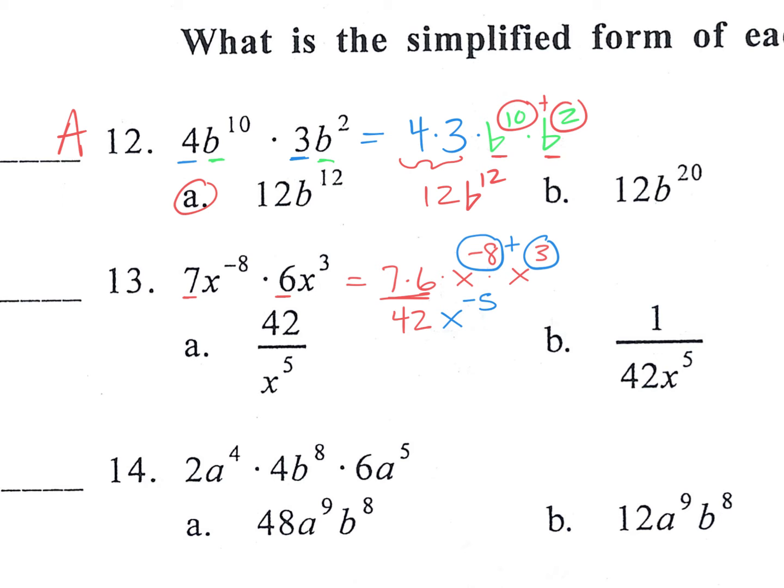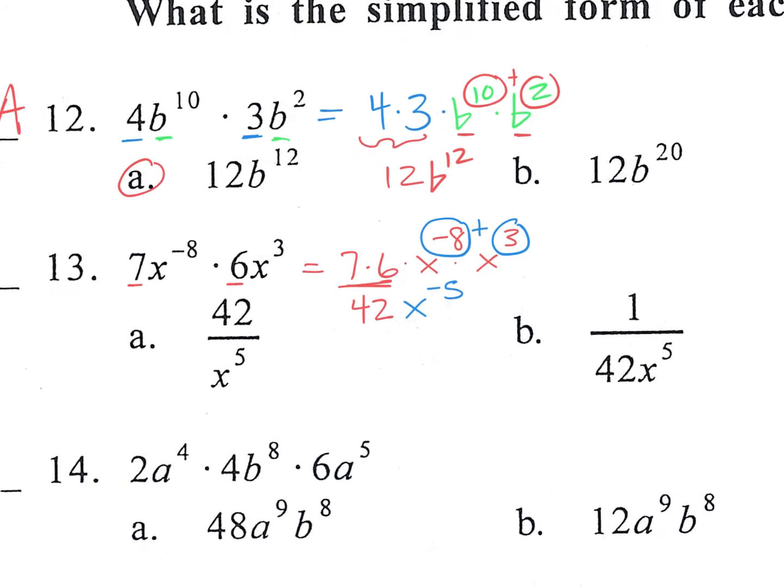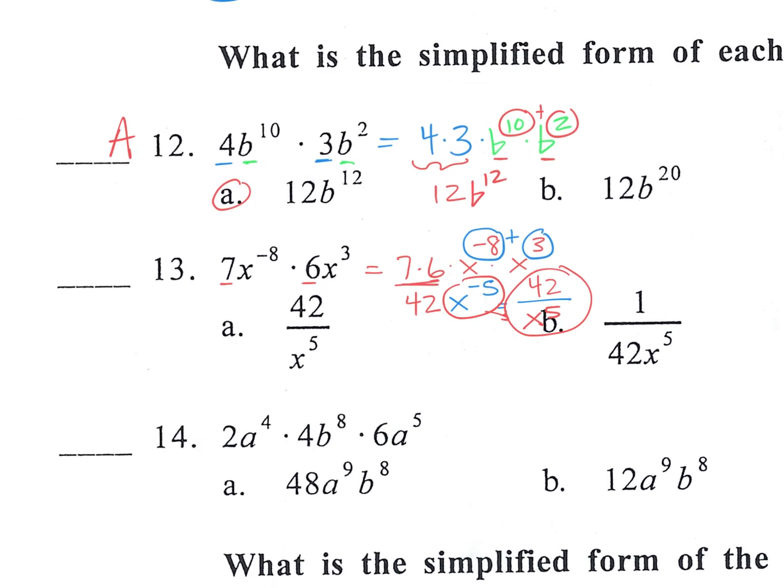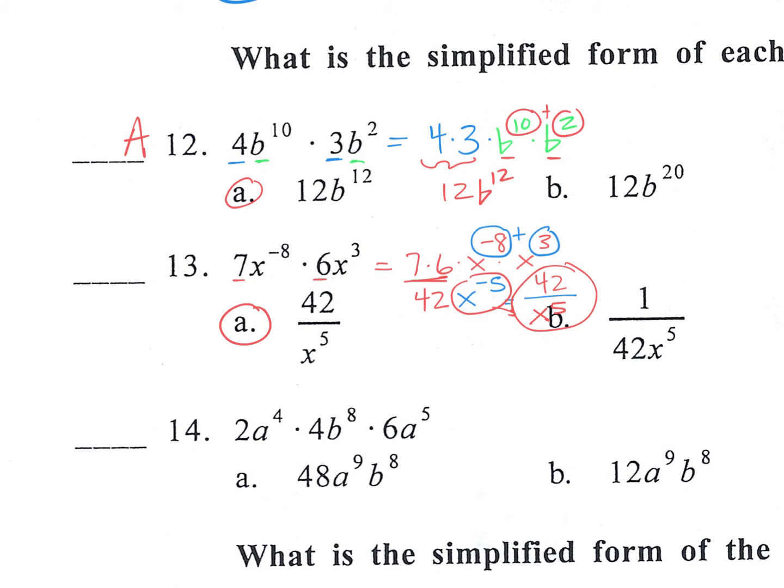Now, we can't have that negative exponent. So this is the part where I'm going to do my equal sign and fraction bar. This x to the negative 5, I've got to move it to the bottom. When I move it, it becomes positive, and 42 stays at the top. So it's 42 all over x to the power of 5. Answer choice A.